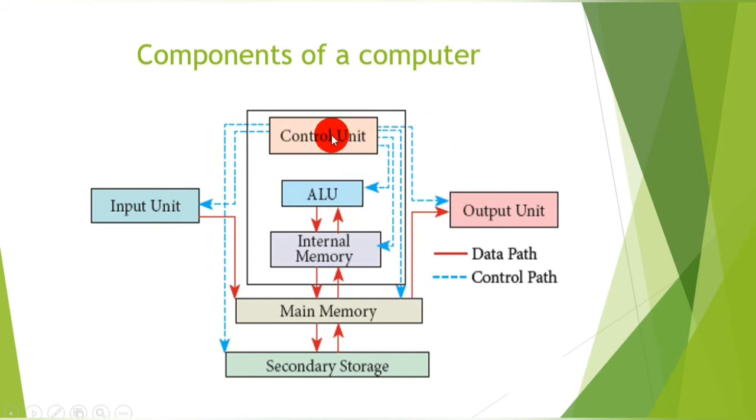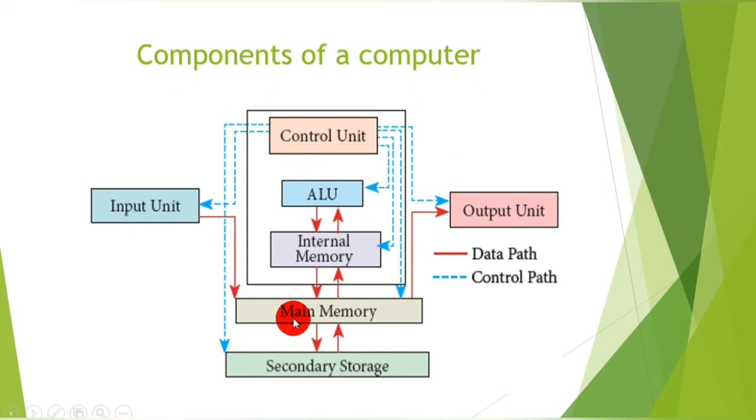Because the control unit controls all the processes done in your computer, it acts as a manager or supervisor. The control unit controls the flow of data from one unit to another unit. That's why the control unit has signals to all the devices. Here the control signal is given as a dotted line, and the data path, where the data is transferred, is given as a straight line. Can you understand? So what are the components of the computer?